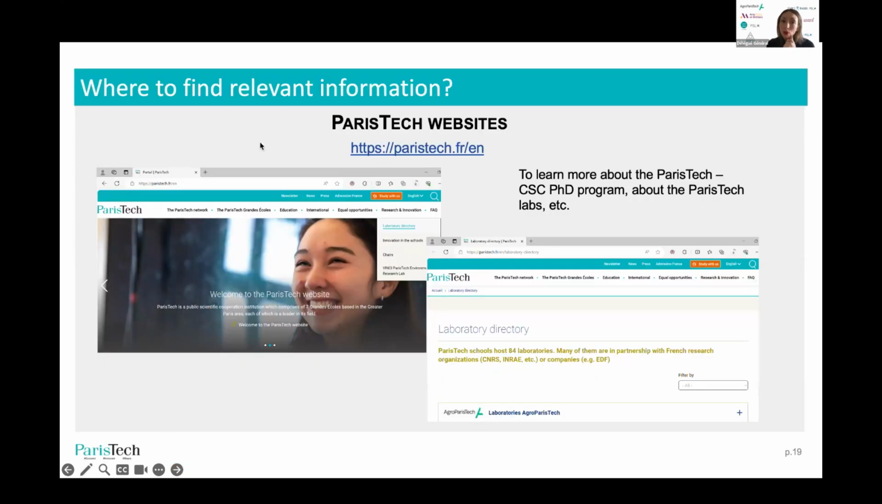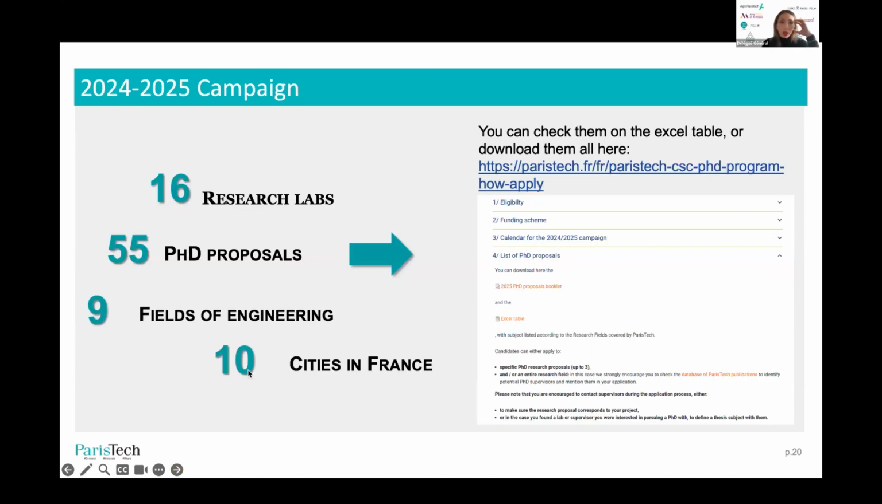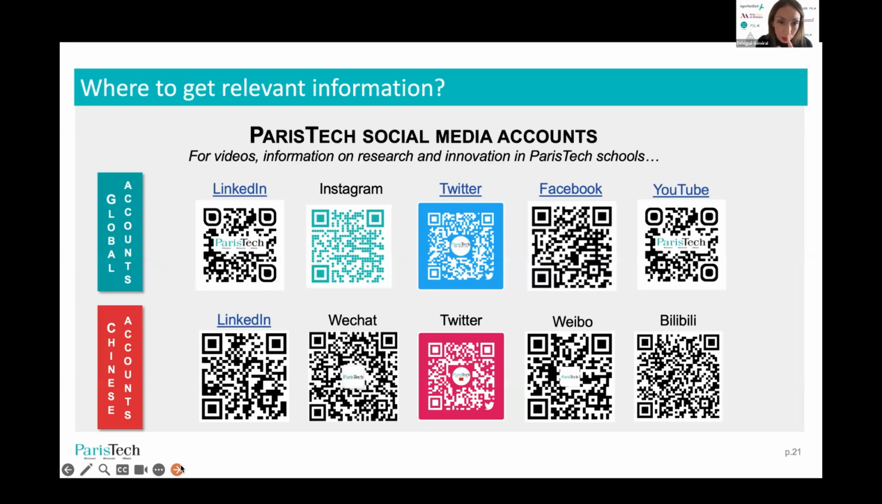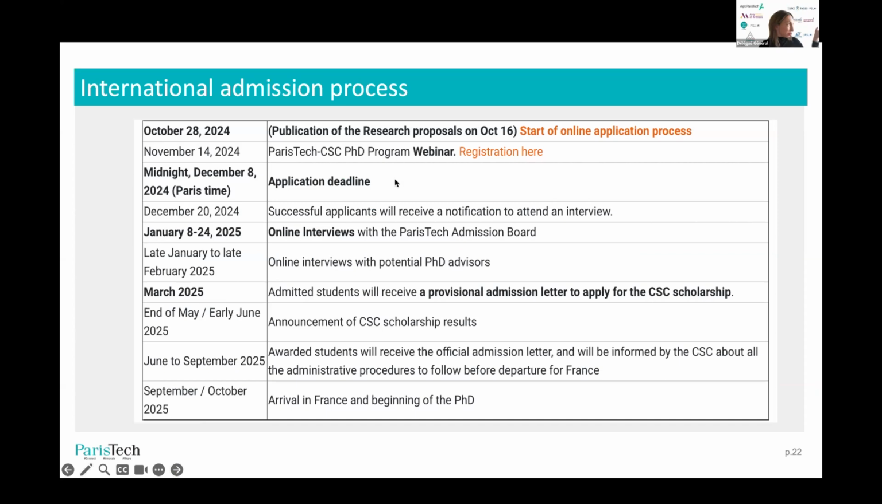So the calendar, once again, you can find everything in our website, and I strongly recommend to visit it on a regular basis, because sometimes we update some information, but all the most important information is already there, so you can go and see what we already put at this address. For our campaign, we will have 16 research labs, 550 PhD proposals in many fields and in different cities. But the most important thing, I'm sorry, it's not this one. This one. I will go back to the other slide later. So this slide is for me the most important, maybe. But once again, you can find it in our website.